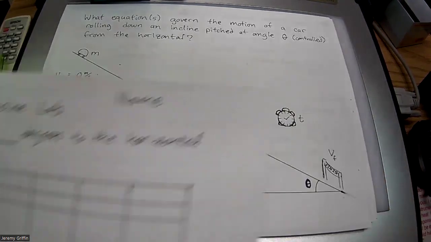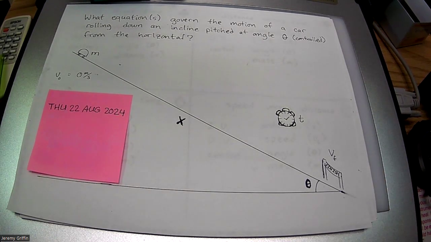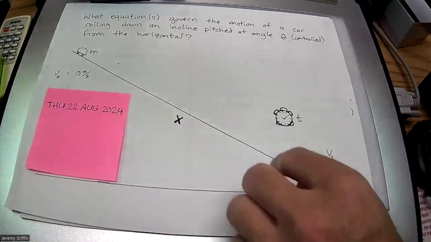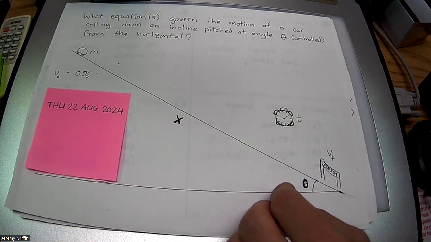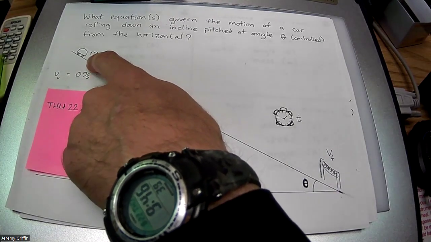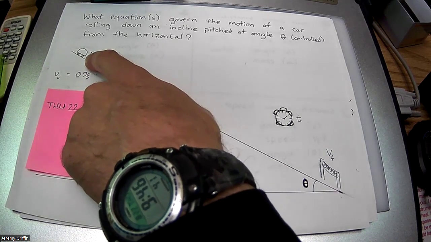Because there are lots of variables floating around, guys, what's one variable that could possibly affect the motion of the car? What do you think? Yeah, how about the mass of the car? So mass can be a variable.